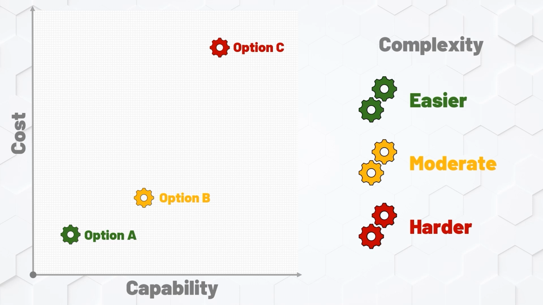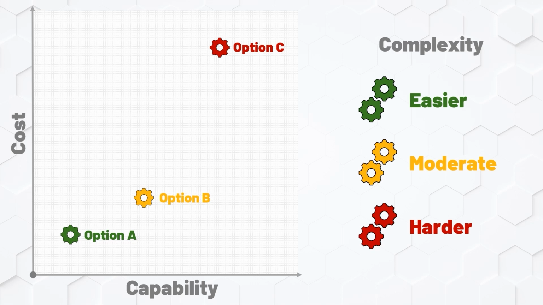As you can see in this first example matrix, three options are being compared. Option A is relatively low on cost and capability, and the green color indicates it's one of the less complex or difficult tools to use. B costs a little bit more and is a little more capable. However, the yellow coloring indicates it is a little more complex to use.